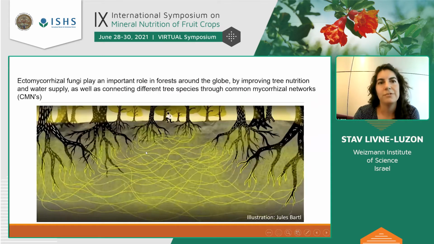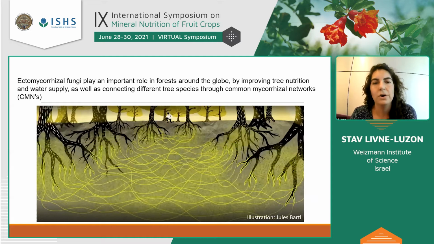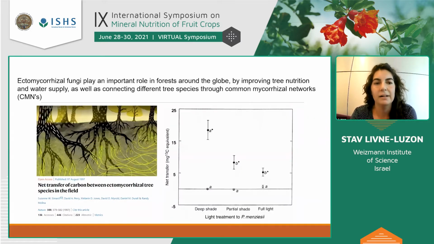So ectomycorrhizal fungi play an important role in forests around the globe by improving tree nutrition and water supply, as well as connecting different tree species through common mycorrhizal networks. Already 20 years ago, Simard et al. were able to show that carbon is being transferred between neighboring trees in the forest, specifically from a tree that was in the light to a deeply shaded tree.